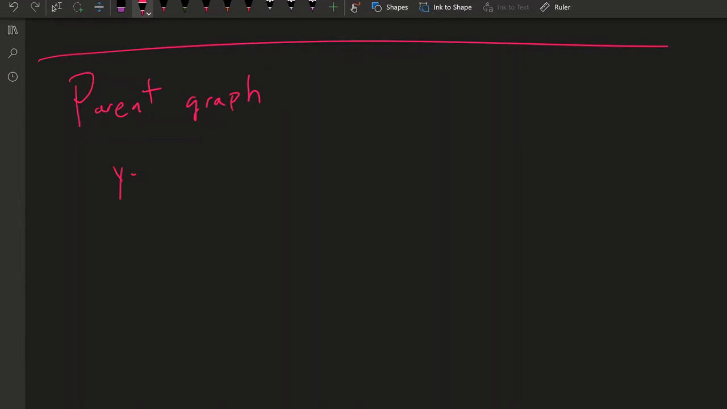So the parent graph of a quadratic function is y equals x squared. This is a graph with no horizontal or vertical shifts and no vertical stretch. So I know that the vertex is going to be at 0, 0. Now if I move to the right 1, I'm going to move up 1. And then if I move to the right 2, I'm going to move up 4 because 2 squared is 4.